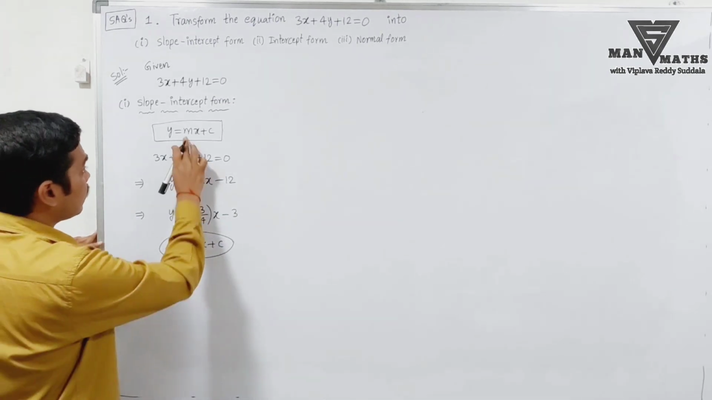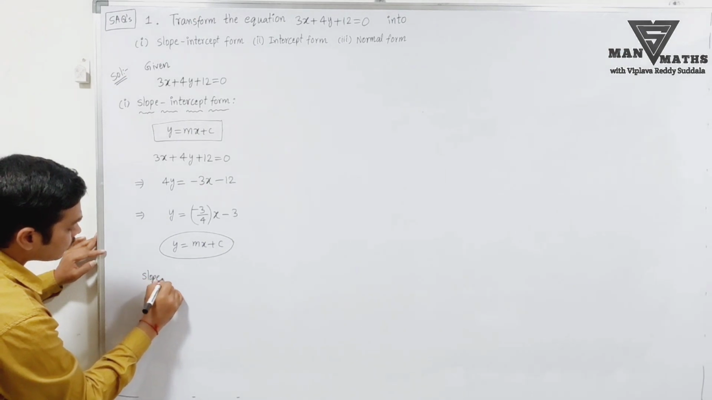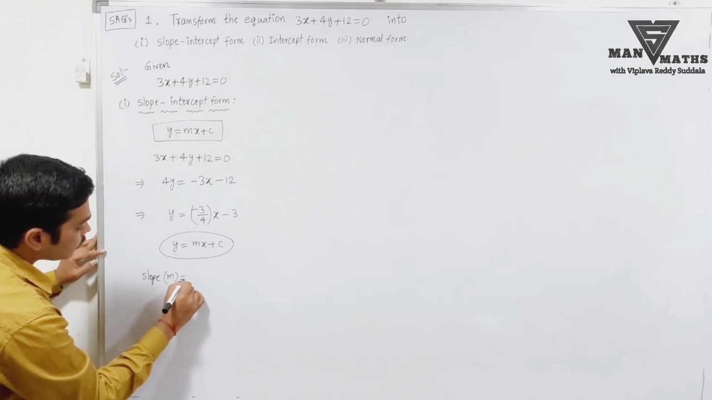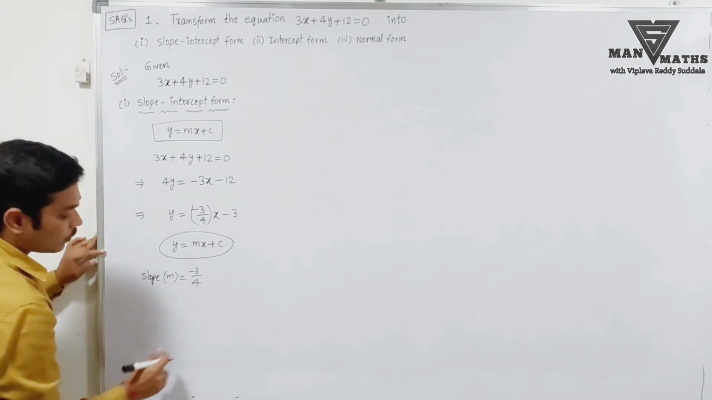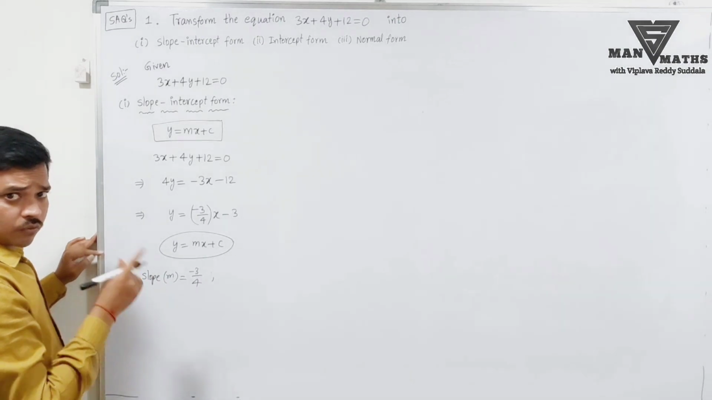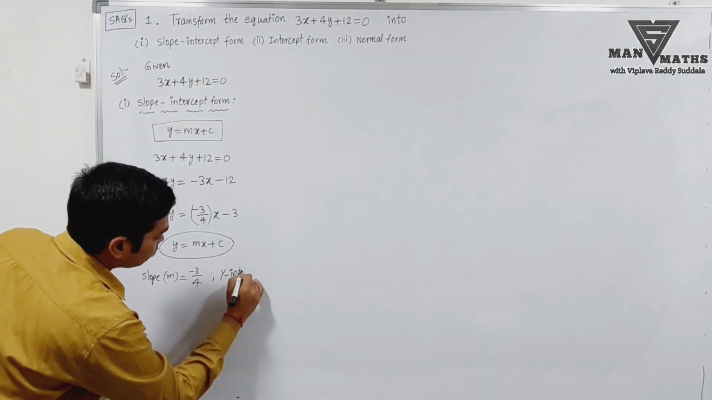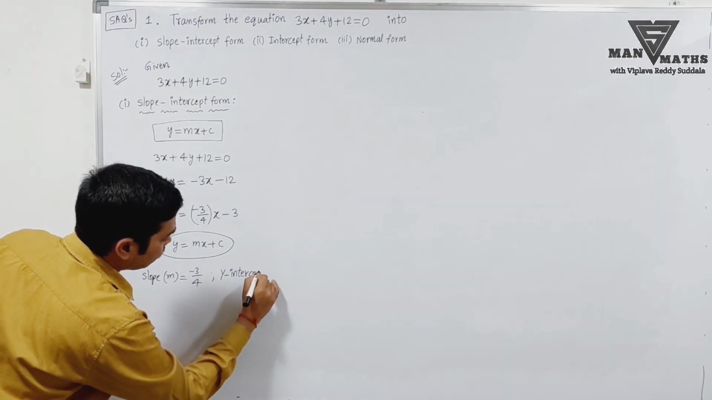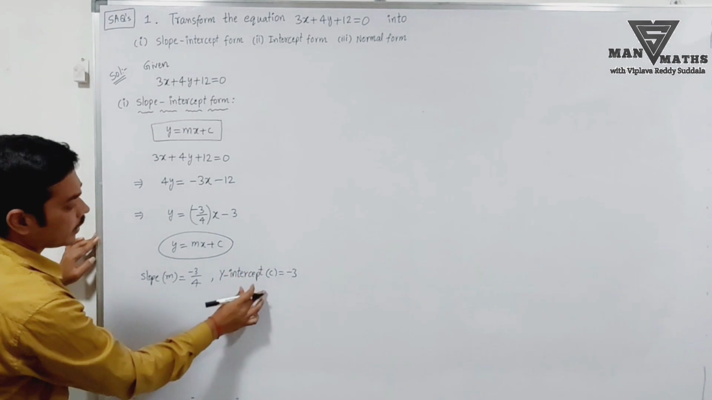Here in this form, what is the m for? M is for slope, the slope of the given line. Slope m is equal to how much here? Minus 3 by 4 is the slope. Here c is for y intercept, not x intercept, y intercept. Remember, c is for y intercept. How much here? Minus 3 is the y intercept.